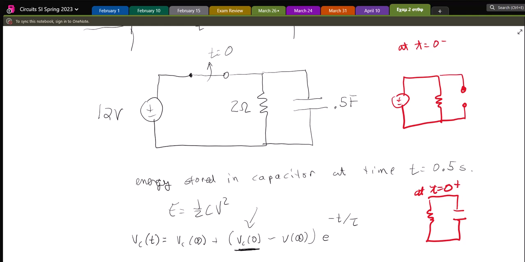Because it will be something before 0, and it can't change instantaneously at 0 to become something else. So I have to look at what it was before 0.